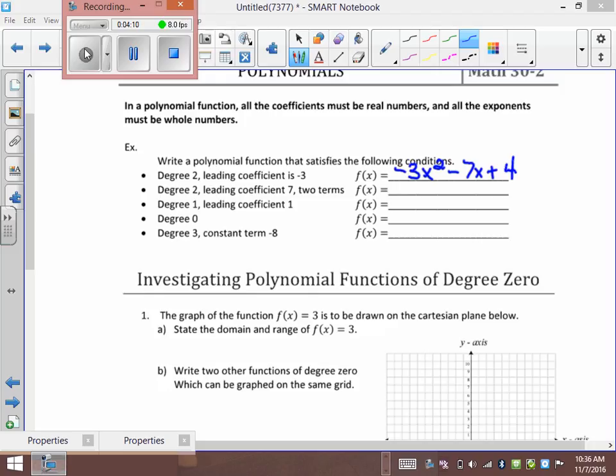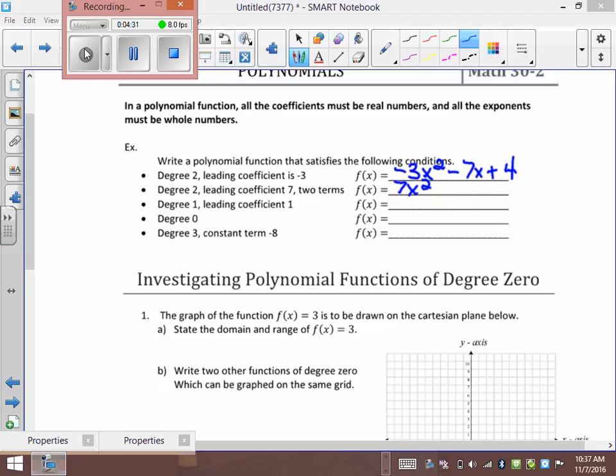says degree 2, leading coefficient 7. So I know I'm going to have a 7x squared. And then I need to add another term. I can't add anything with an x greater than x squared, right? Or else it would be degree 3 or degree 4 or degree 5. That's my only limitation. So I could add something with an x, or I could add just a constant at the back, right? Just a number. It doesn't matter, but I can only have 2 terms.